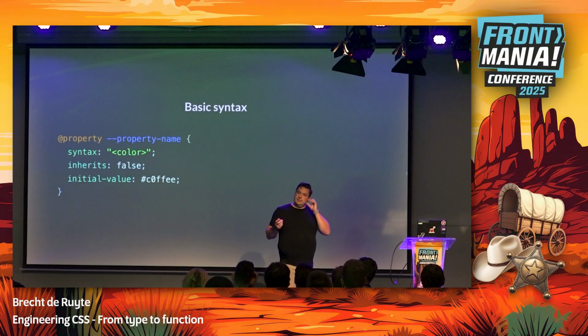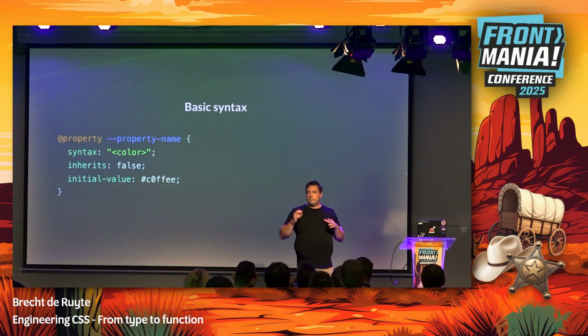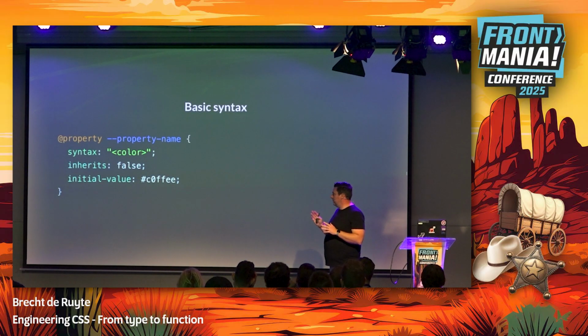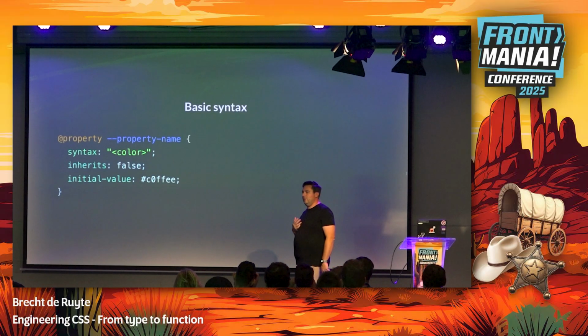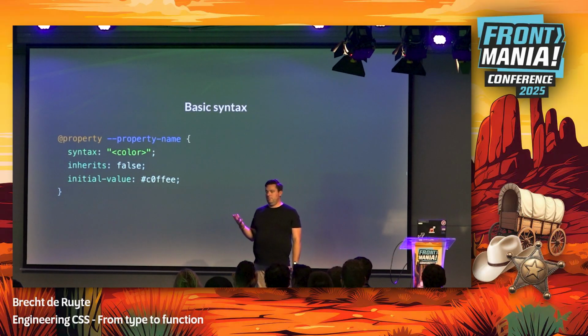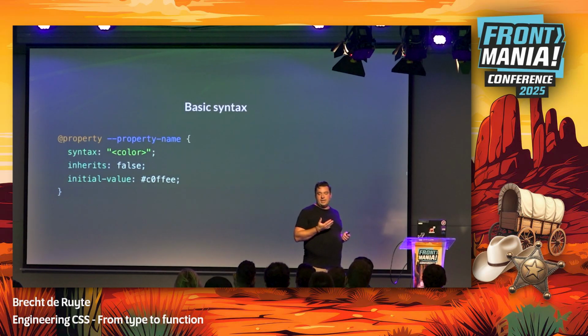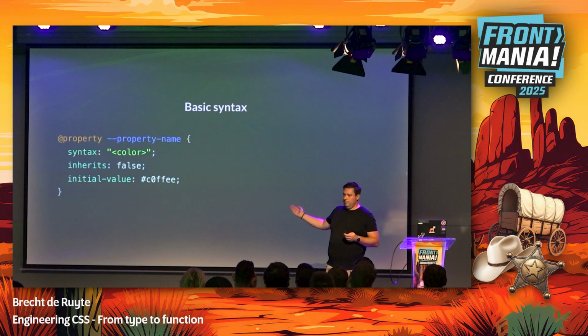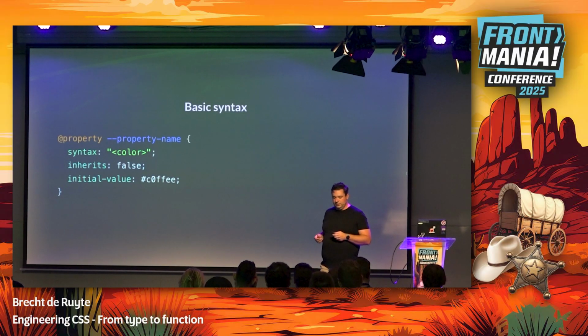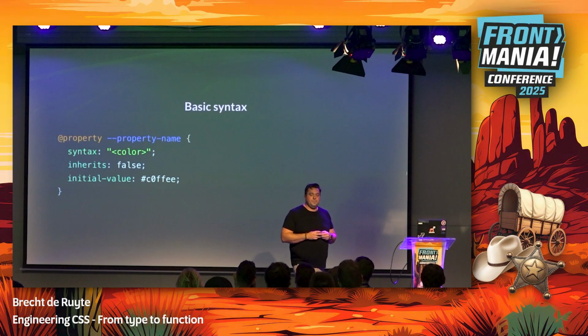And this is the basic syntax. This is how you can define a custom property. So this is just your root. You would set addProperty, give it a name, and then you can give it a syntax. For example, the syntax of color, because we want this to be a color. We can choose not to inherit it, and as the initial value, I'm using coffee. If you're wondering, it's not brown. It's kind of a bluish shade, just so you know.